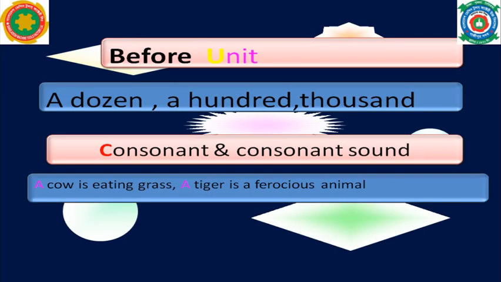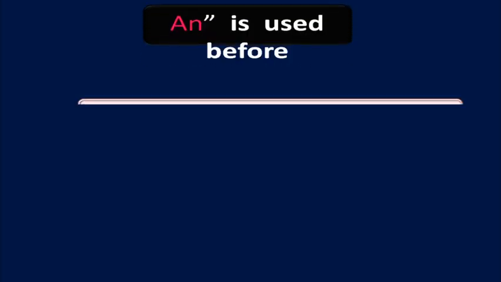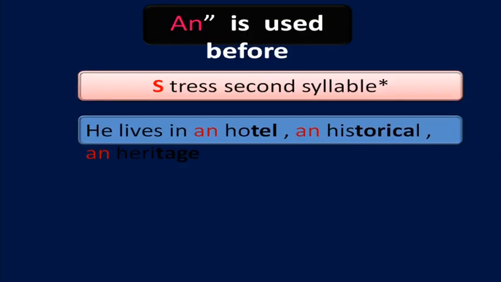And also consonants. Consonant and consonant sound. A cow is eating grass. So it's a consonant, so you have to use a. It's simple knowledge about articles. A tiger. It's very simple. You have to use a before a consonant, right? An is used before vowels. It's important.